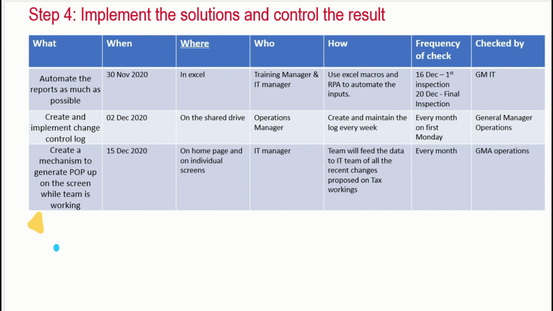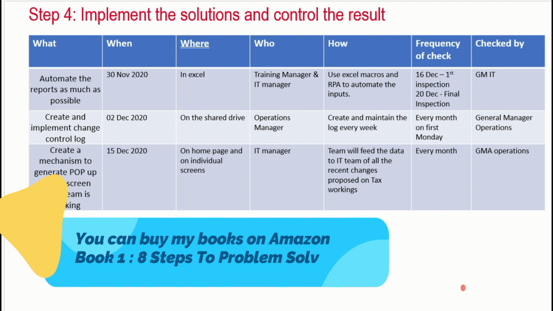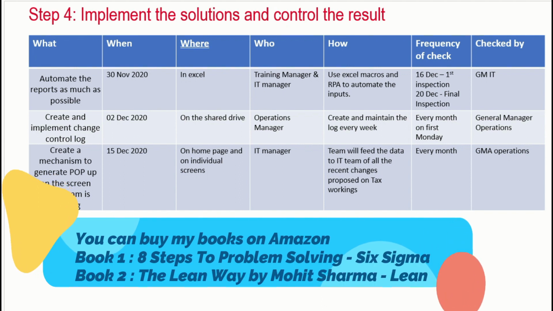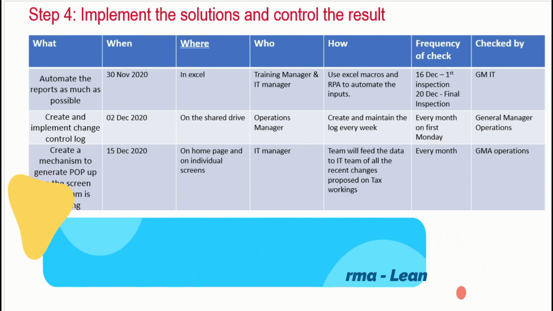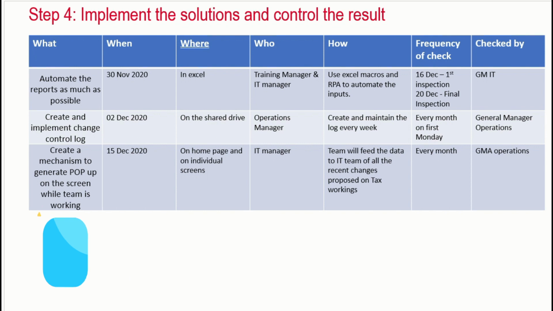Automation of the report: the deadline was given in an Excel sheet. The IT manager and the training manager were responsible for creating these automations, and Excel macros and robotic process automation should have been used to automate these reports. And somebody needs to check this to control it. So the general manager in the IT department will check this 2 times so that the final automation is ready by 20th of December.